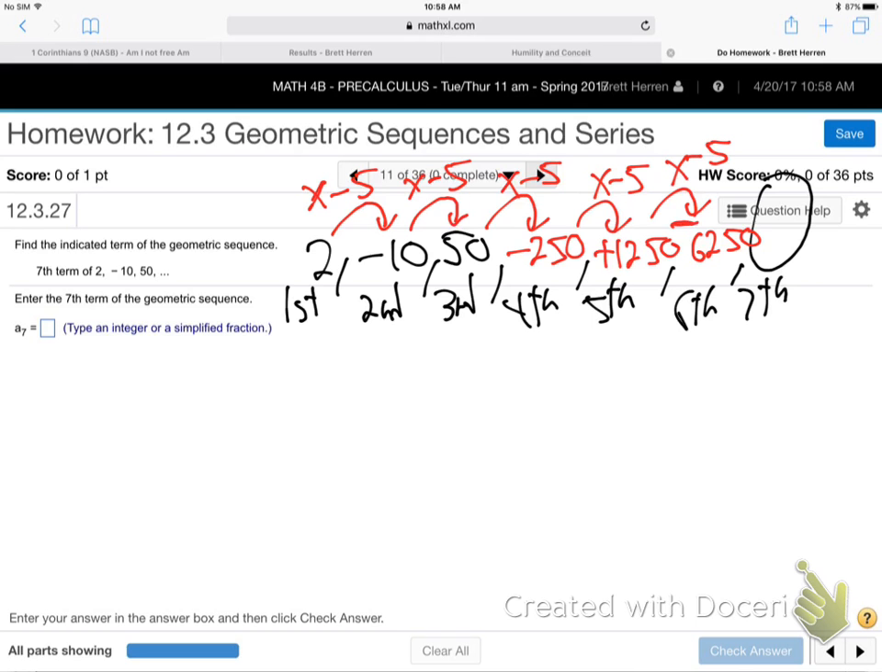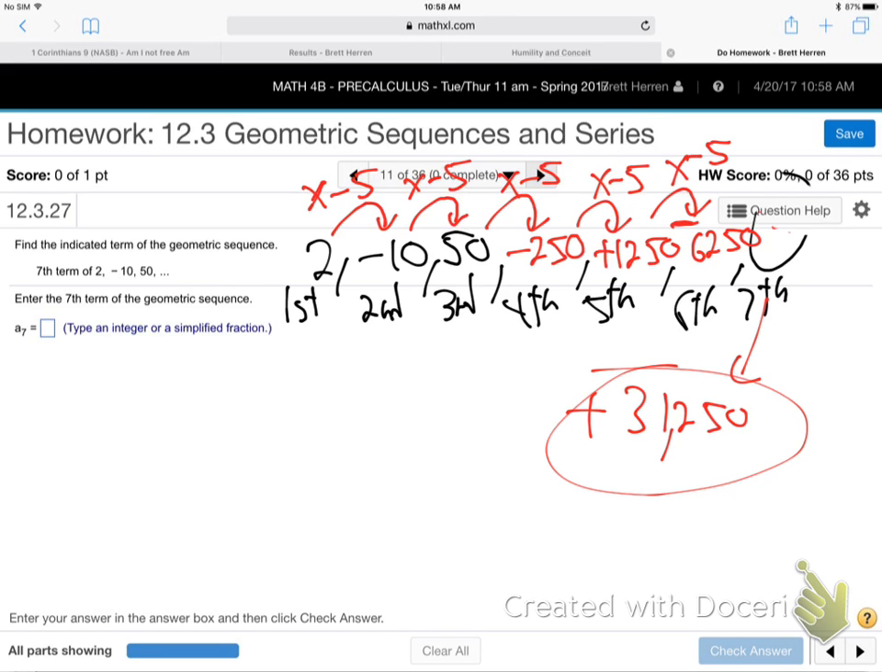Yes. And the last one's going to be plus something too big, 31,250. Yes. I'm off the screen, huh? So seventh is 31250 positive. Is that good? Just use your calculator, times negative 5, times negative 5, times negative 5, times negative 5. You go from the third term to the seventh.